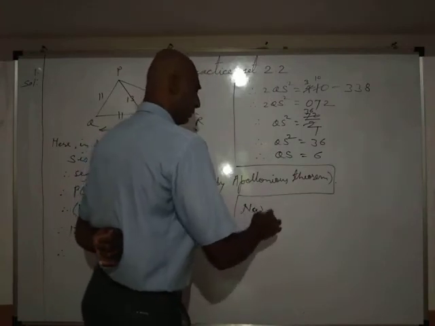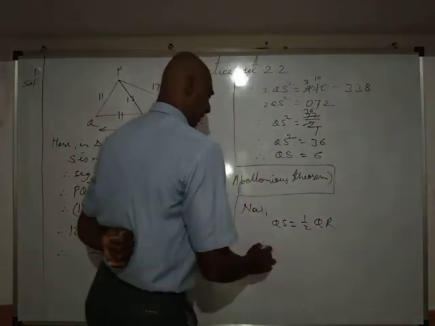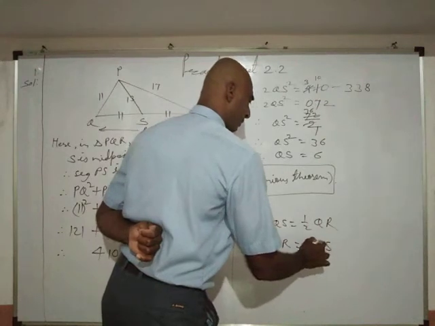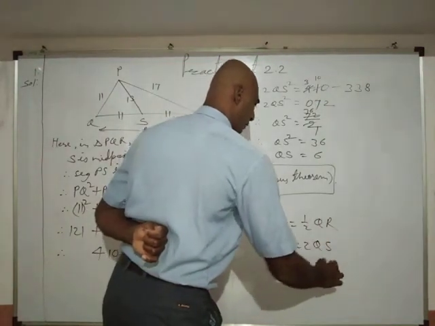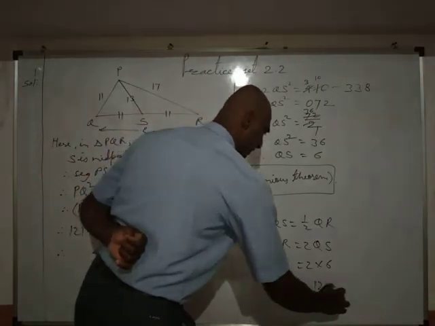Now QS is half of QR, and therefore QR equals twice of QS, that equals 2 into 6, and therefore QR equals 12.